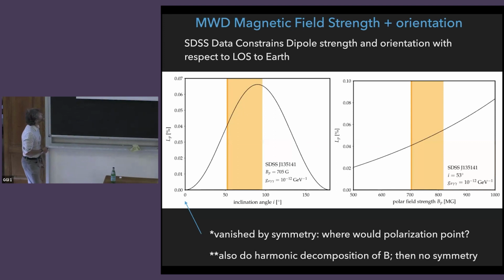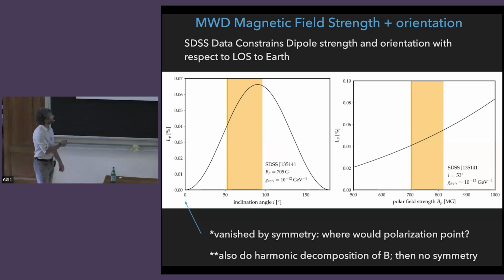So what you're seeing here is a linear polarization fraction on the y-axis. On the left panel is a function of the inclination angle with respect to us. Notice this goes to 0. The linear polarization fraction from axions goes to 0 when there's no inclination angle with respect to us. This had to be the case by symmetry. Imagine if the dipole is pointing towards us, where would the linear polarization point? There's no preferred direction, so it has to go to 0 by symmetry.